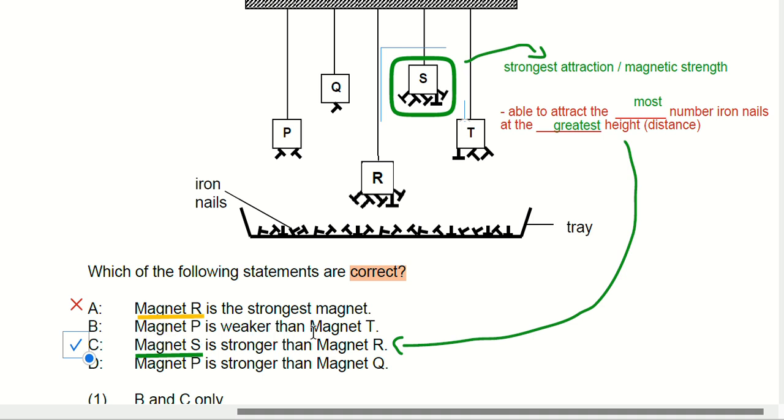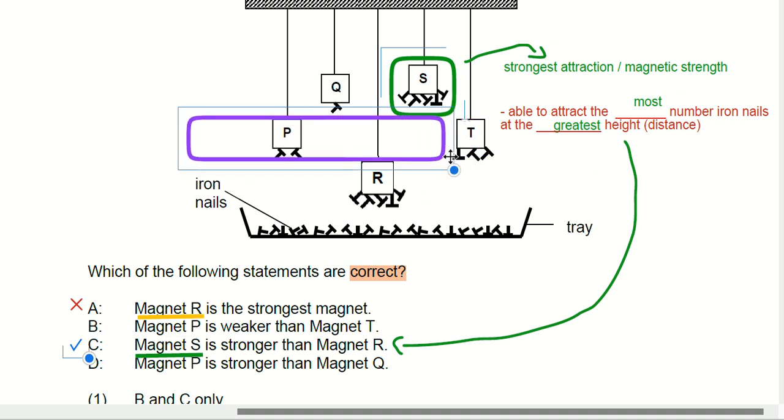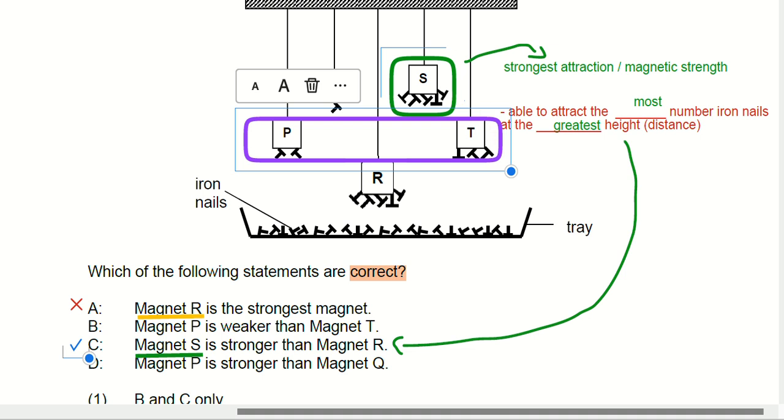Then come to statement B. Magnet P is weaker than magnet T. So P is here, T is here. Let us box this up to have a clearer picture. We're comparing magnet P and magnet T. They are hung above the tray at the same distance. So there's only one changed variable in this case, which is the type of magnet.